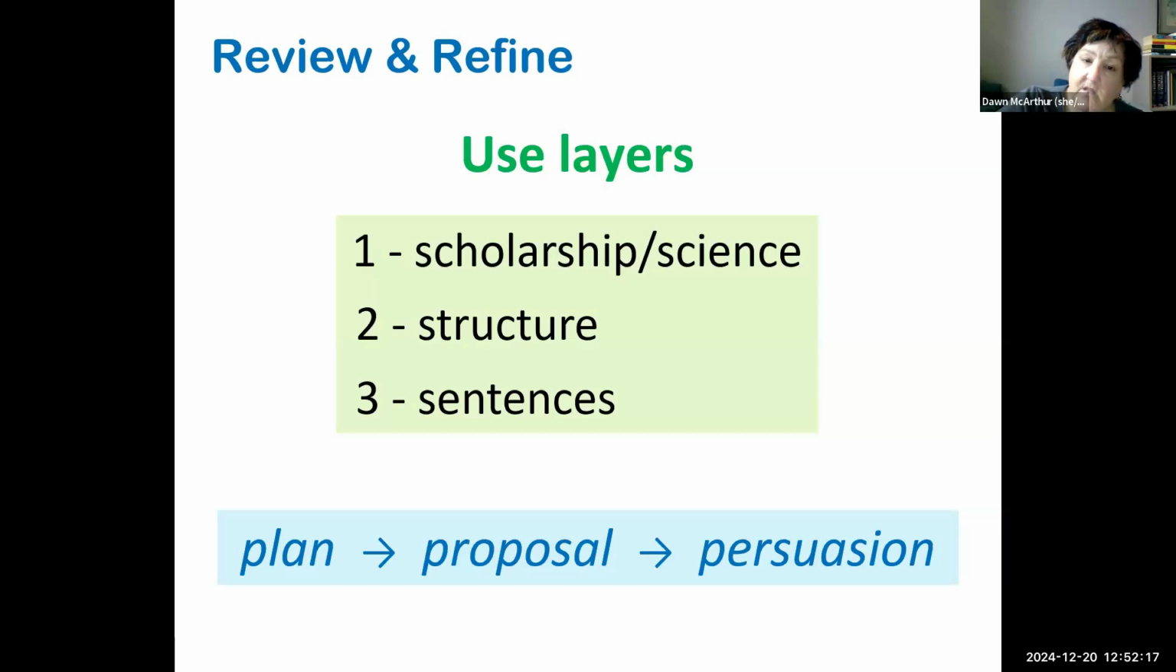Review in layers. One of the things that peeves me is when reviewers send back language comments because they've looked at language and they haven't looked at the science in this much depth. So think about layers. Think about the scholarship or science, which is the plan, the structure of the documentation and the flow of the documentation, which I call proposal, and the sentences and how everything is put together, and that's persuasion. Have I been persuasive? So you have to ask yourself different questions at each of these layers.